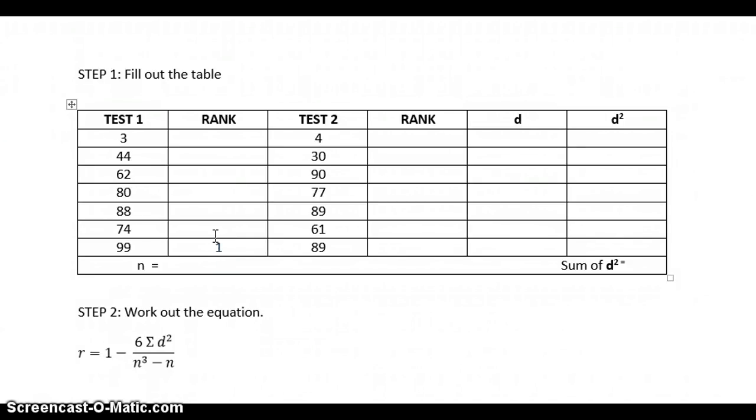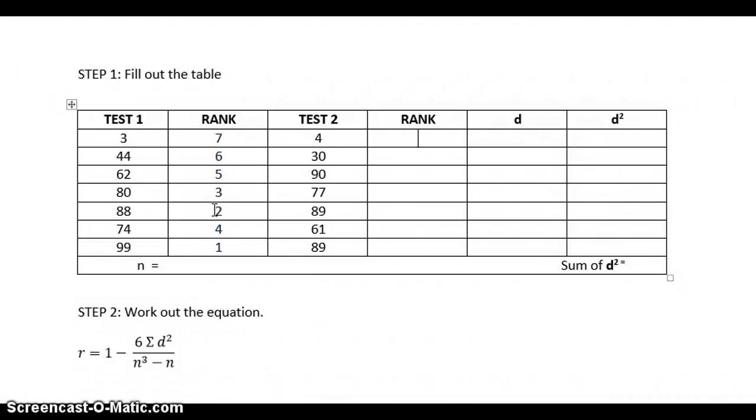Then we're going to go in order. So 88 is the second highest, so that's number 2. 80 is number 3. 74 is number 4. 62 is number 5. 44 is number 6. And if you can believe it, 3 is number 7.